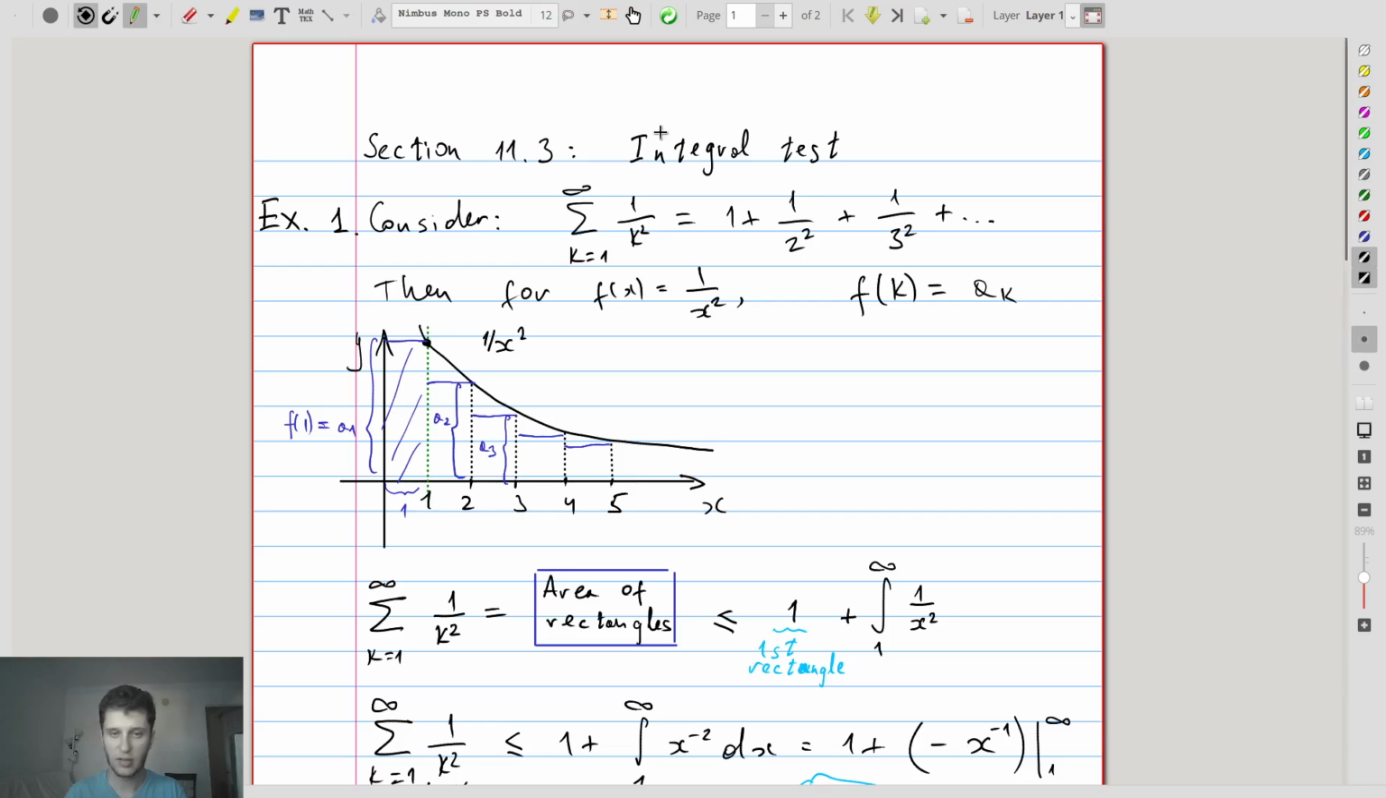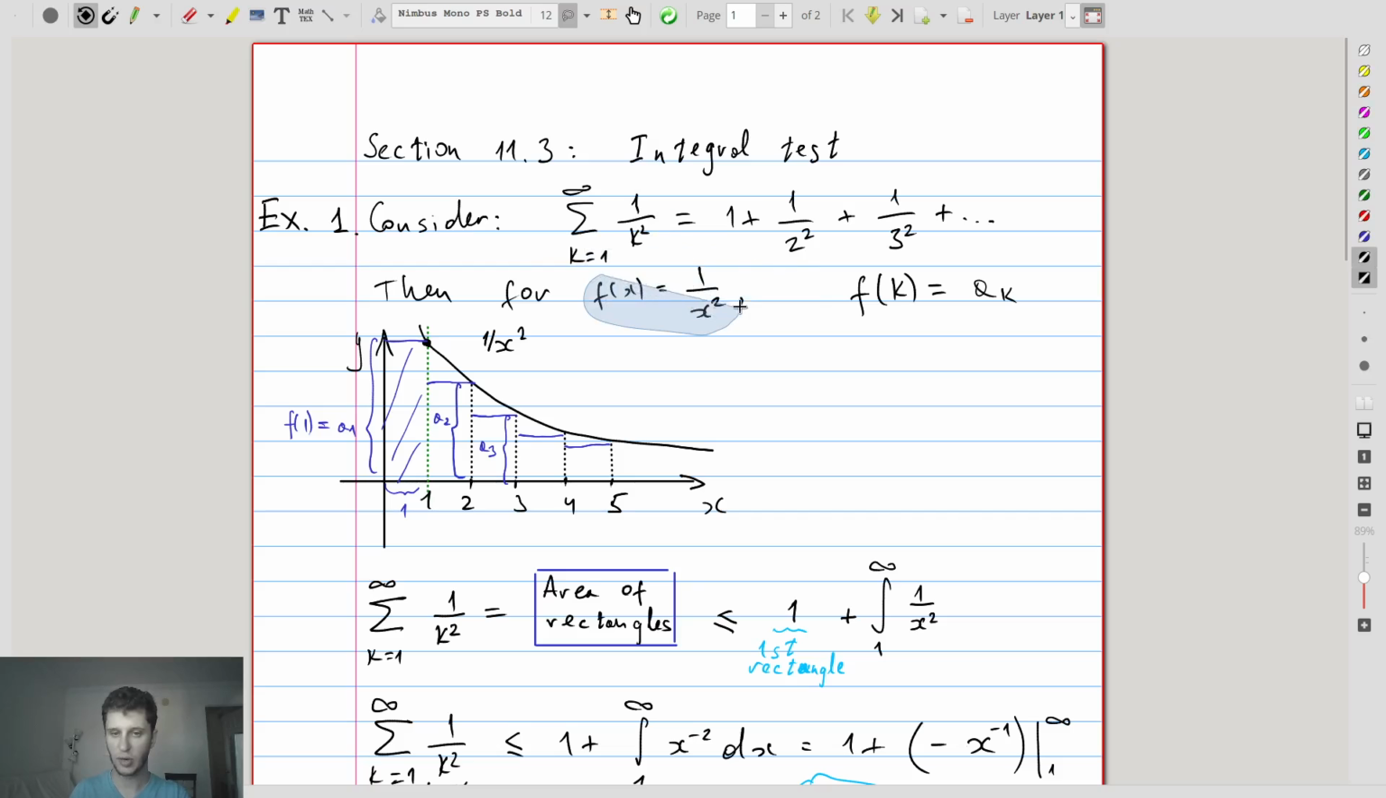So consider the series 1 over k squared. It starts off like this: 1 plus 1/4 plus 1/9, and so on. For the reason that I just explained, we want to relate series, infinite series, to integrals with infinite domains, the improper integrals. To that end, we consider the function f of x that generates this series, right?